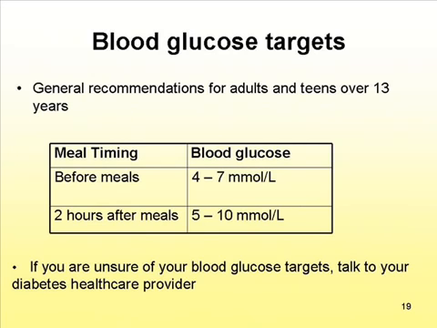I've got the general recommendations for adults and teens over 13 years. Before meals, the blood sugar should be between 4 and 7, and 2 hours after meals, your sugar should be between 5 and 10. If you have a meal and you're wondering how that food is affecting your blood glucose, just check your sugars 2 hours after you've eaten that meal, and then you will see the effect on your blood glucose. Is it within target, which is between 5 and 10, or do you need to talk to your diabetes healthcare provider?